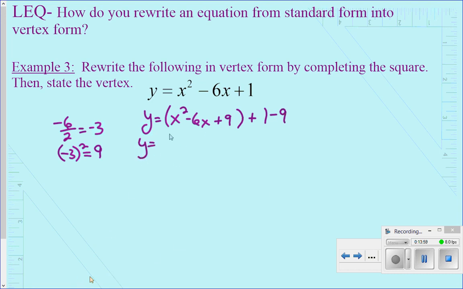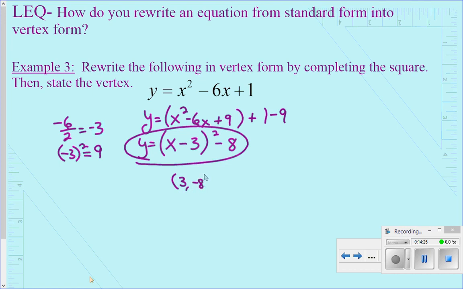I rewrite the trinomial as a binomial squared, and that factored, or look back over here, we had a negative 3, so x minus 3, the quantity squared, and negative 9 plus 1 is negative 8, and that is vertex form. Vertex, right 3 and down 8 takes me to 3, negative 8.